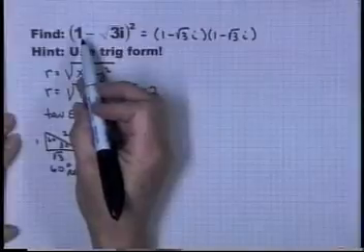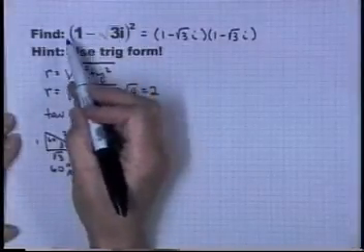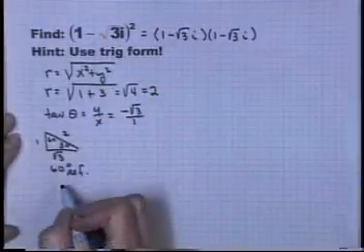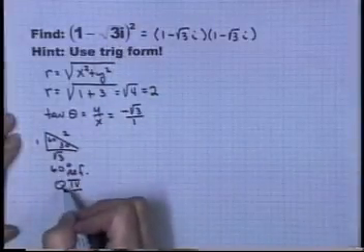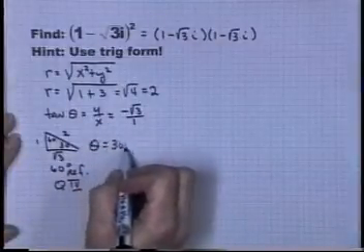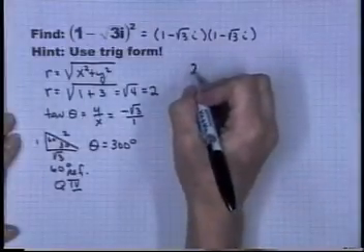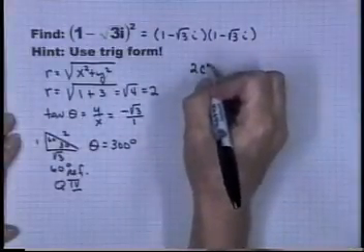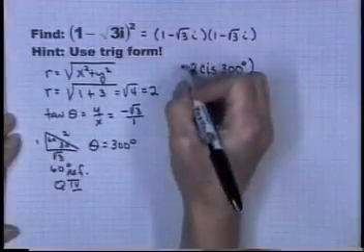Let's notice that if we were to graph this complex number, x is positive and y is negative. So x positive, y negative puts us in quadrant 4. So if 60 degrees is our reference down there in quadrant 4, our angle theta is going to be 300 degrees. So in trig form, our number is 2 times cosine plus i sine 300 degrees.